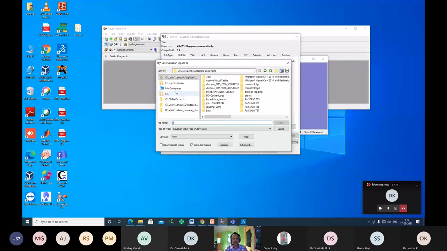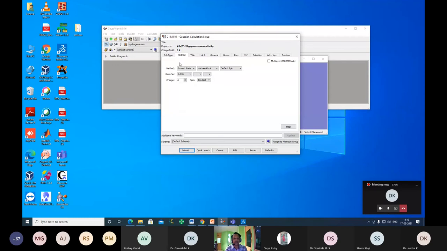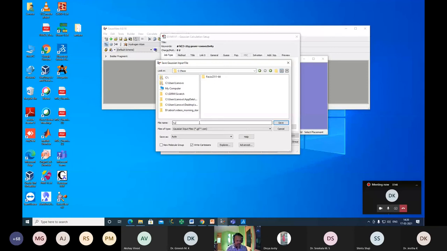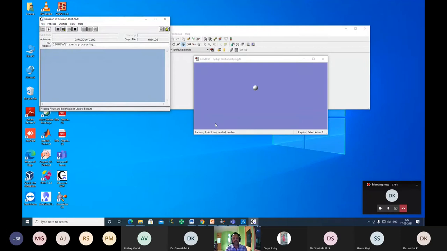Save it in a particular folder. Hydrogen, save it. Okay, something wrong happened. Submit, save. Yes, the calculation is running. The calculation is running, and you are getting a final result.